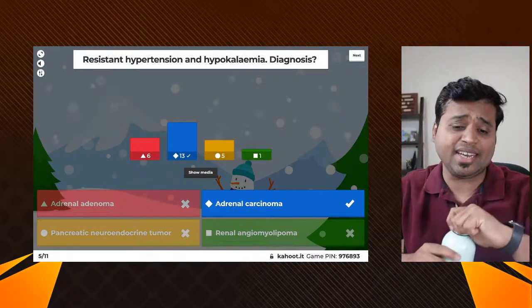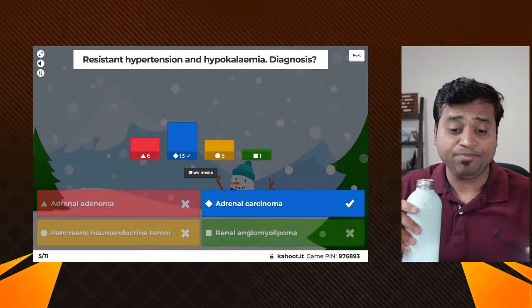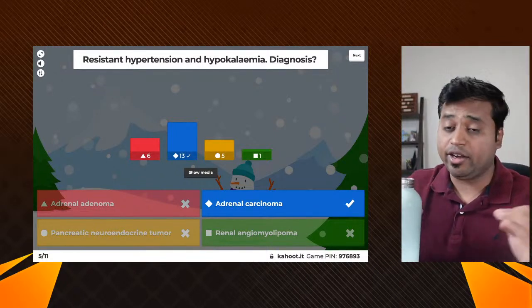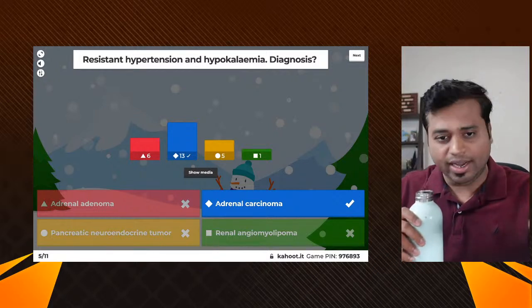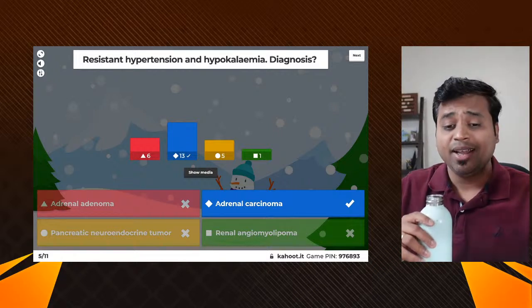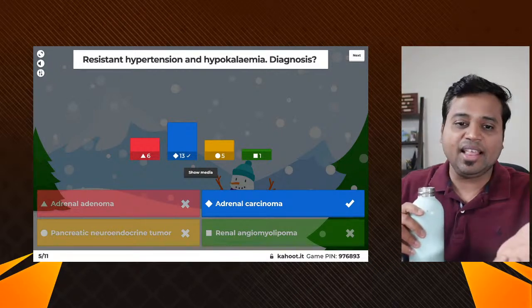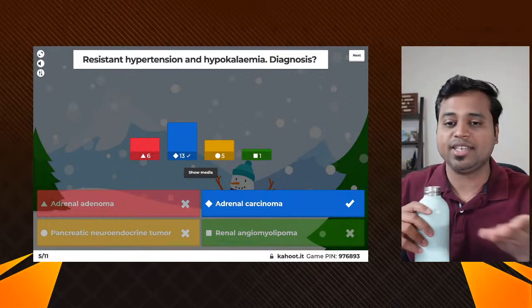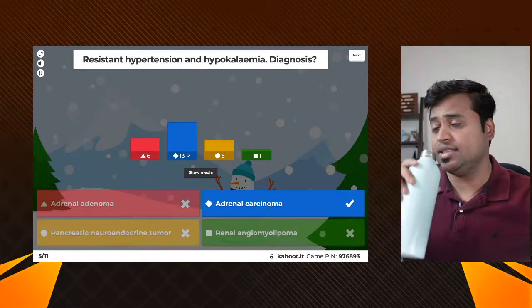Okay, so we got a mixed kind of response. 13 of you got it correct. You said adrenal carcinoma. 6 of you said adrenal adenoma. I'll explain why this is not an adenoma, and it's good that a few of you attempted. Pancreatic neuroendocrine tumor is a possibility, but the history says hypertension and hypokalemia, so they are not usually associated with these.